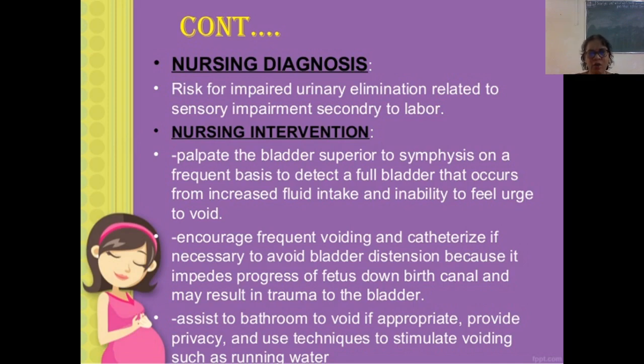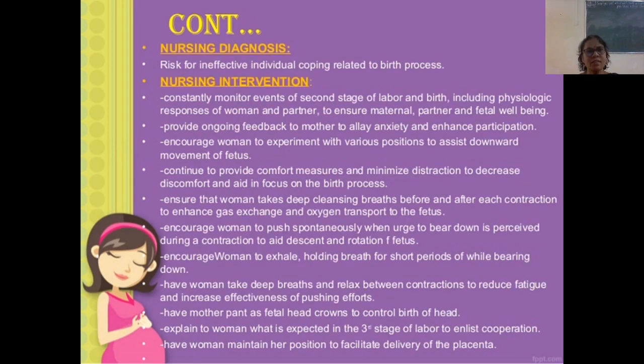such as running water. Next diagnosis is risk for ineffective individual coping related to the birth process. Interventions are: constantly monitor events of the second stage of labor and birth, including physiologic responses of the woman and partner, to ensure maternal, partner and fetal well-being. Provide ongoing feedback to the mother to allay anxiety and enhance participation.